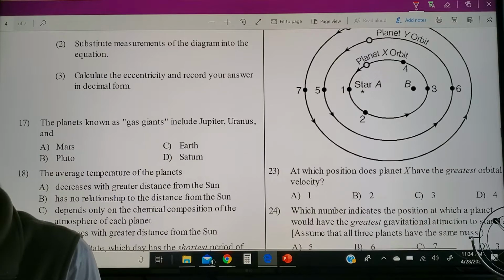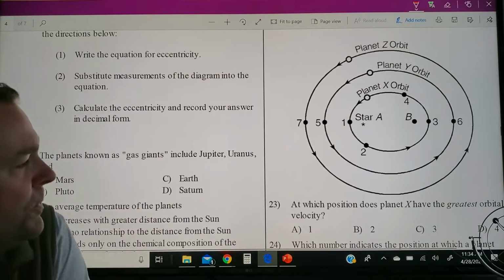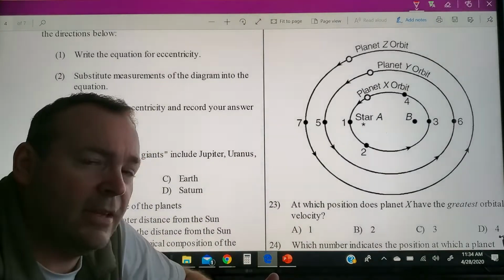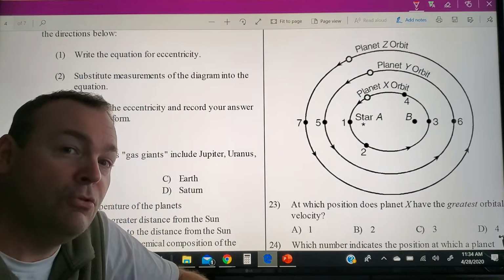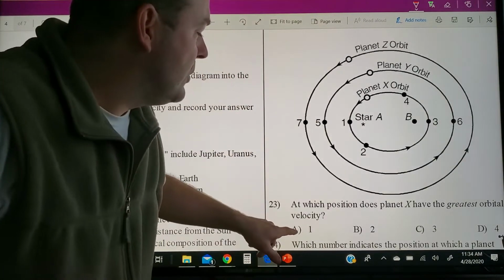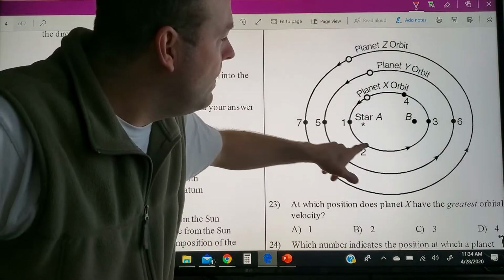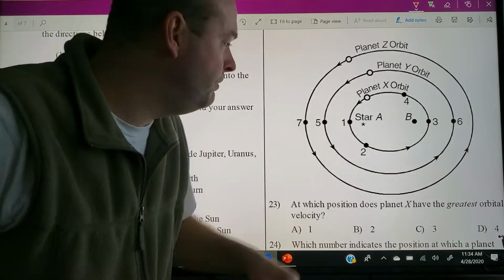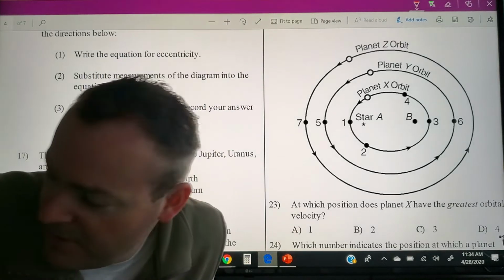23 deals with the diagram above here. At which position does planet X have the greatest orbital velocity? Well, again, the closer you are to the sun, the faster you go, right? Greater gravitational pull. So where are you closest to the sun? 1, 2, 3, or 4? Well, the sun is a star, right? So it's got to be position 1 that would have the greatest orbital velocity.